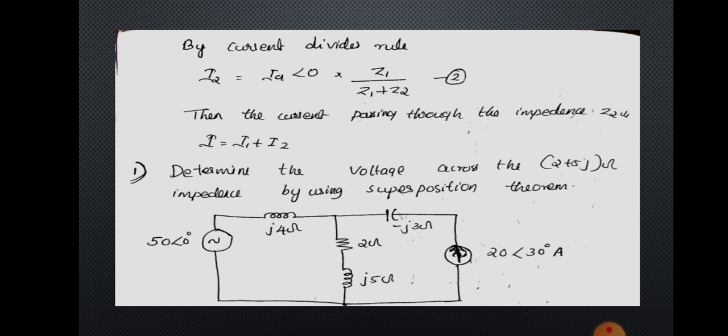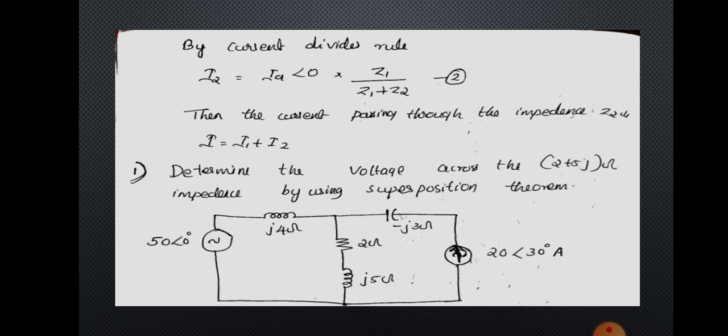So we can do a first problem. Determine the voltage across the 2 plus 5j ohm impedance by using superposition theorem. There is a voltage source that is 50 angle 0, and there is an inductance whose reactance is j4 ohm. There is a series combination of resistor and inductor whose impedance is 2 plus 5j, and there is a capacitor whose reactance is minus 3j ohm, and the current source value is 20 angle 30 degree.